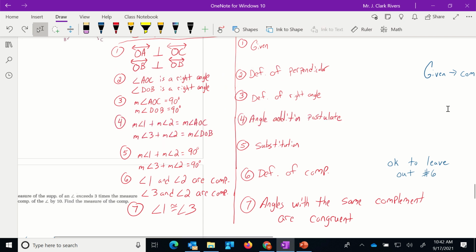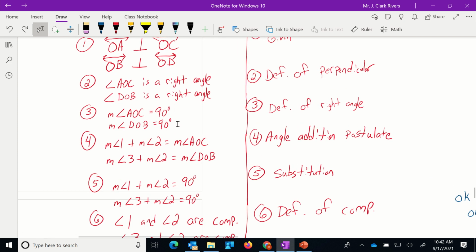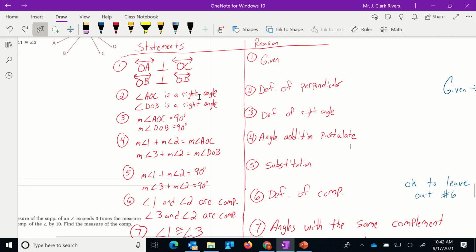Grace and then Mary Catherine. Why couldn't we switch 2 and 3? What does it mean for 2 lines to be perpendicular? It means where they intersect, a right angle is formed. What does it mean for a right angle to be formed? It means we have a 90-degree angle.